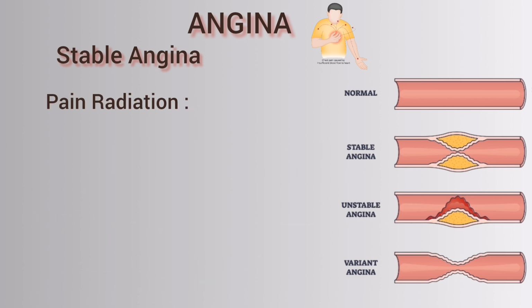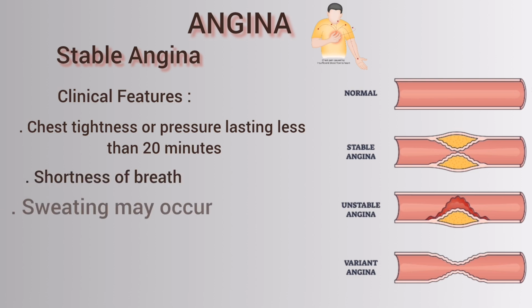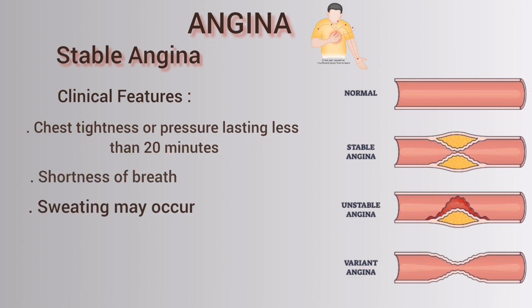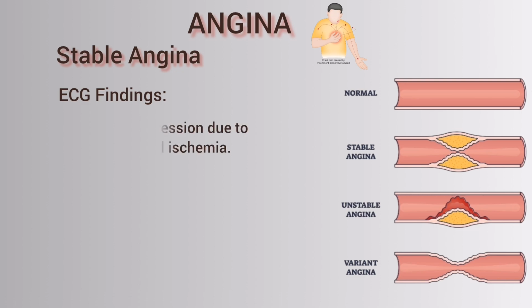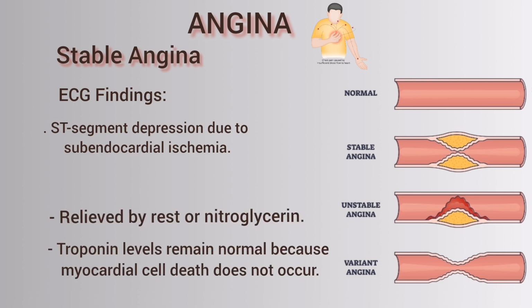Pain commonly radiates to the left arm, neck, or the jaw. The clinical features in this problem are chest tightness or pressure lasting less than 20 minutes, and shortness of breath, and sometimes the patient presents with sweating. The ECG finding in this case is ST segment depression due to subendocardial ischemia, and this pain is reduced by rest or nitroglycerin. Troponin levels, or the cardiac marker levels, remain normal because myocardial cell death does not occur.